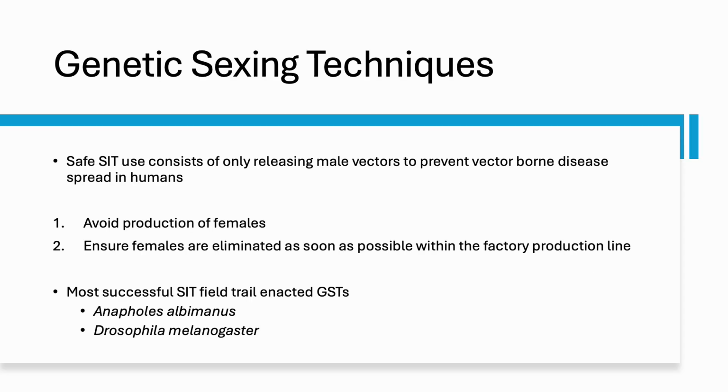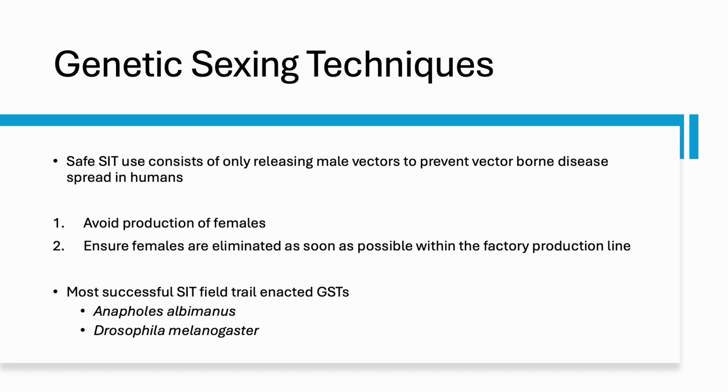The second challenge we will be discussing more in depth is genetic sexing techniques. Safe SIT use consists of only releasing male vectors in order to prevent vector-borne disease spread in humans. So either there needs to be an avoidance of production of females, or females need to be eliminated as soon as possible within the factory production line. Therefore, GSTs, or genetic sexing techniques, for each species are needed. Most successful SIT trials enacted GSTs.